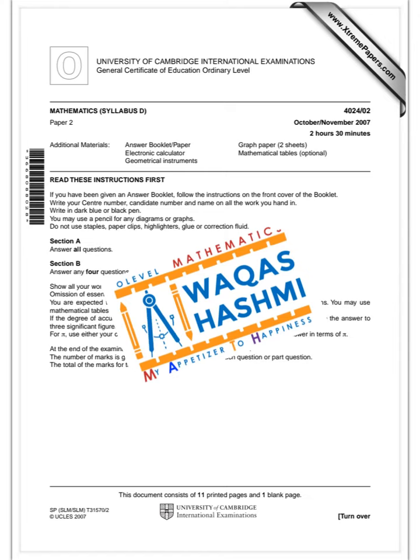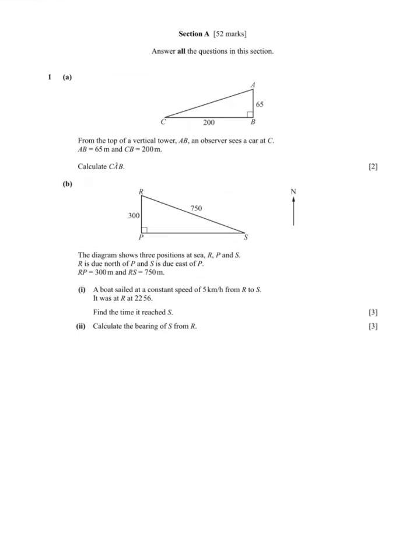Alright, in this video we are going to discuss the October-November 2007 paper of your O-Level Maths. Course code is 4024 and it's paper 2, so let's start. The first question is from the topic trigonometry. It says that from the top of a vertical tower AB, an observer sees a car at C, calculate CAB.